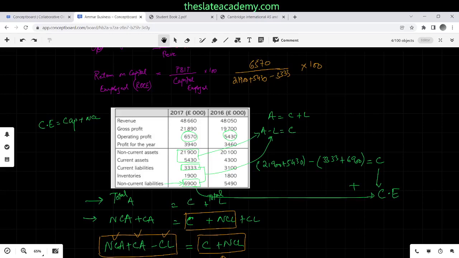Okay, what do you do with the non-current liabilities then? See, if I use the left hand side formula, this one, I don't use the non-current liabilities or the capital, because they are equal. Either I say capital plus non-current liabilities, or I say total assets minus current liabilities. It's either or, don't mix them up.